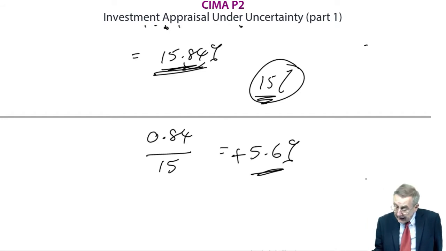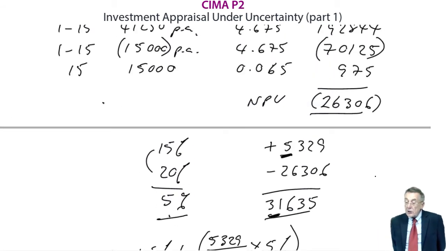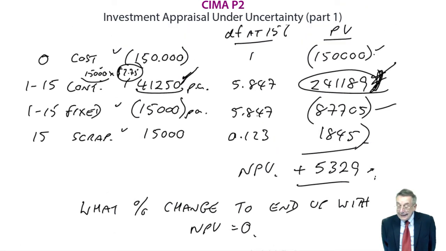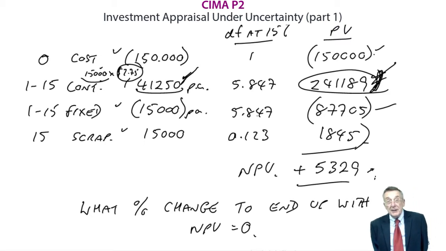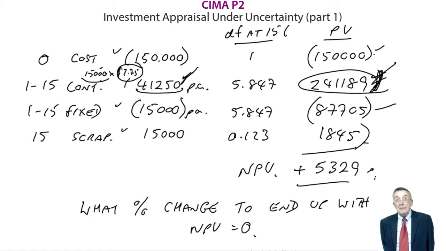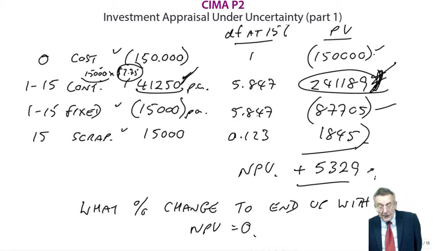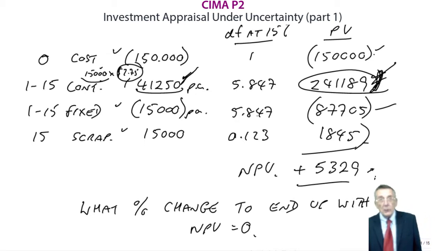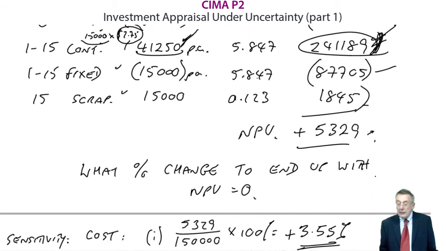Remember, back at the very beginning, we think this project is worthwhile. It gives a positive NPV. But we do accept that all the flows are estimates, and if any of them change, potentially we could be making the wrong decision. Well, surely the lower the sensitivity, the lower the percentage, the smaller the change we could allow, and the more worried we are.